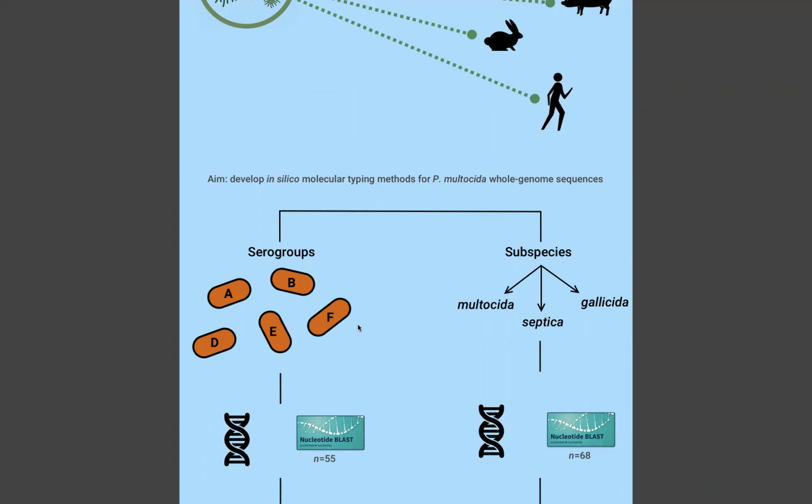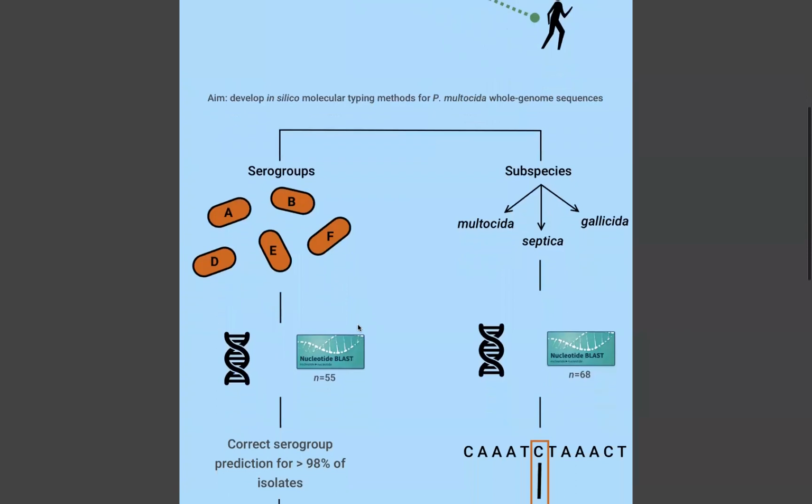The genes encoding these different capsules have recently been identified. The nucleotide sequences of these genes were downloaded from GenBank and used to construct a custom BLAST database. In order to test whether a BLAST search could correctly identify serogroups, all 55 whole genome sequences of P. multocida that had serogroup data available on NCBI were downloaded.